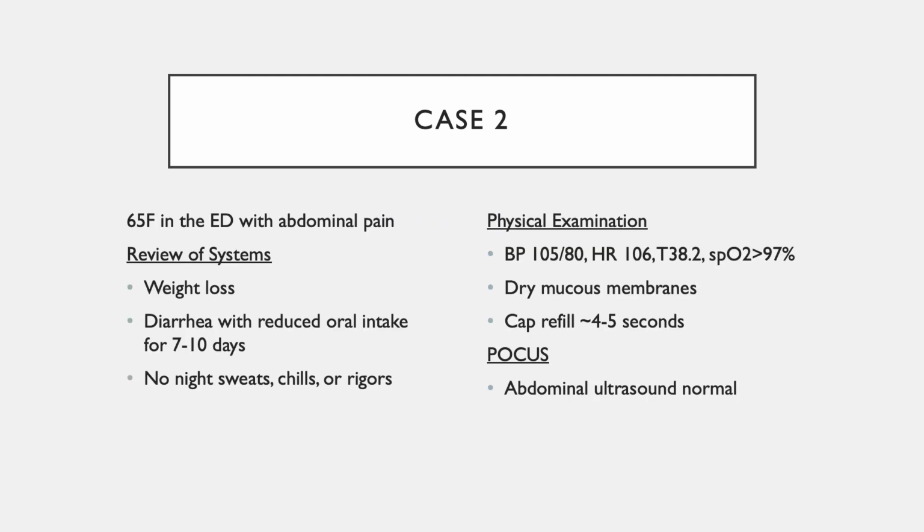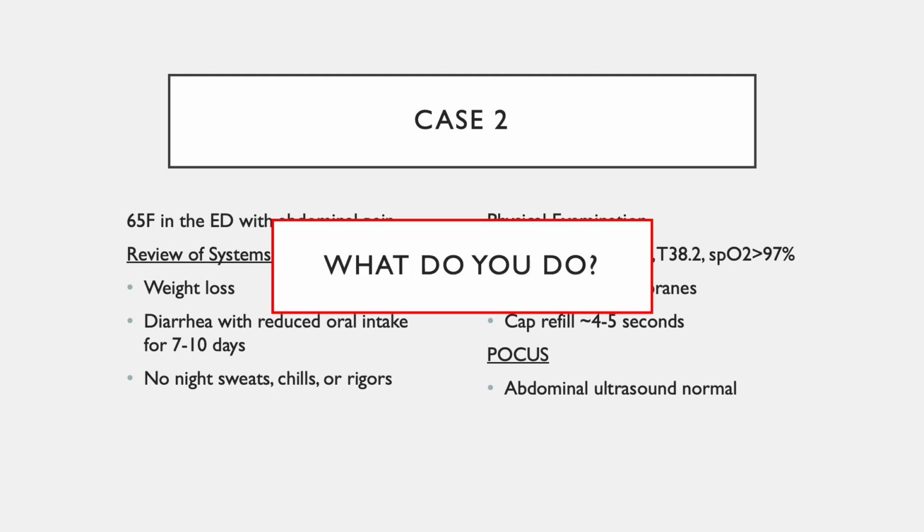All right, so case 2 is a female who's presenting to the emergency department as well, but this time with abdominal pain. She endorses weight loss, diarrhea, reduced appetite, and PO intake in the absence of sweats, chills, or rigors. Her physical exam shows that she's mildly tachycardic with a bit of a lower blood pressure and a fever. She has dry mucous membranes and a delayed cap refill. You do a quick abdominal ultrasound on her at the bedside, which is normal. So we'll try to answer the same basic management questions here after pulling out our ultrasound.